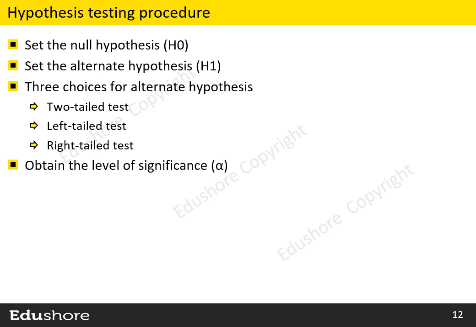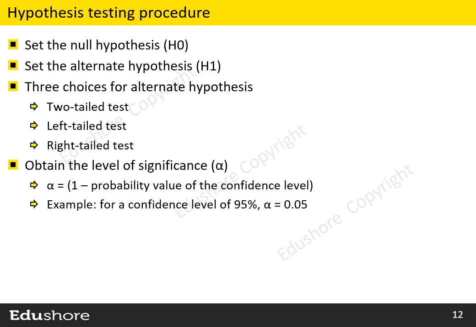Then we obtain the level of significance alpha. Alpha is equal to 1 minus the probability value of the confidence level. For example, for a confidence level of 95%, the alpha value is 0.05. We have already covered the concept of alpha in detail.